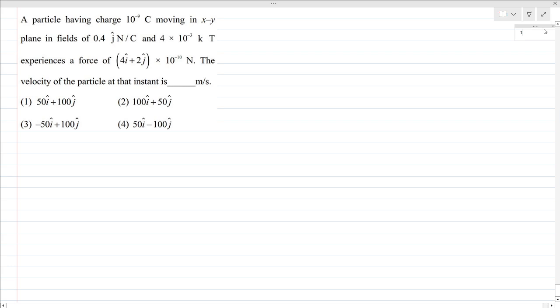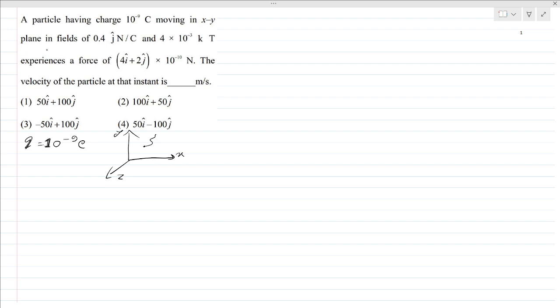Particle having charge 10 to the power minus 9 coulomb. So let's see, Q is given as 10 to the power minus 9 coulomb. Now it's moving in XY plane. So that means you can say if it is X axis, if it is Y axis, and if it is Z axis, then the charge is moving on XY plane.